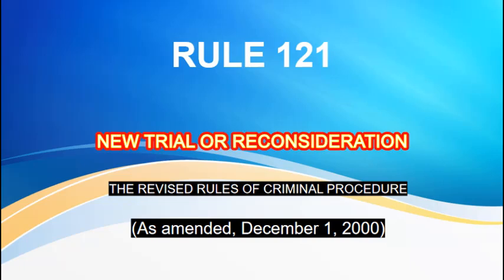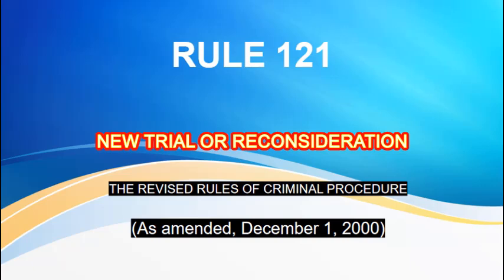Alright, so we're now on Rule 121 of the revised Rules on Criminal Procedure. So it's on new trial or reconsideration. So Rule 121, new trial or reconsideration. Section 1, new trial or reconsideration. At any time before a judgment of conviction becomes final, the court may, on motion of the accused or at its own instance but with the consent of the accused, grant a new trial or reconsideration.